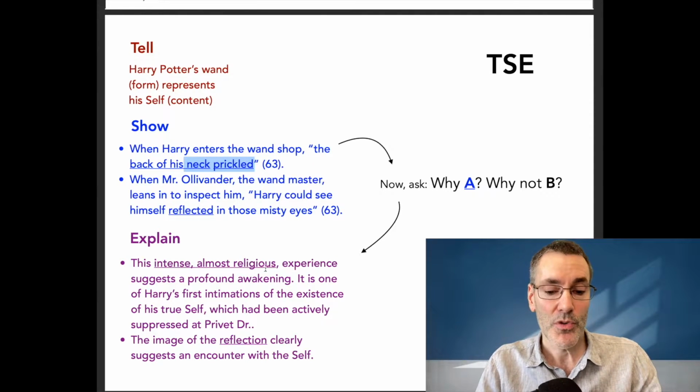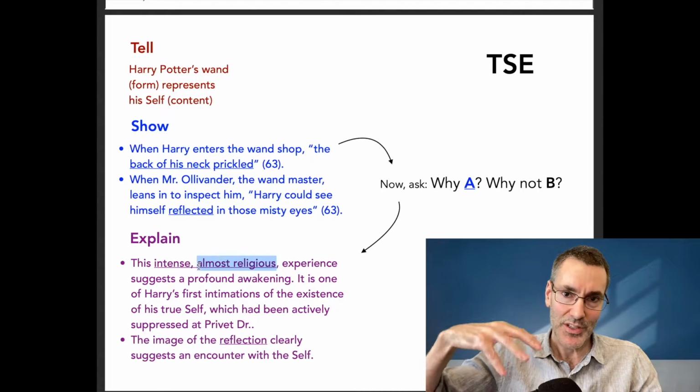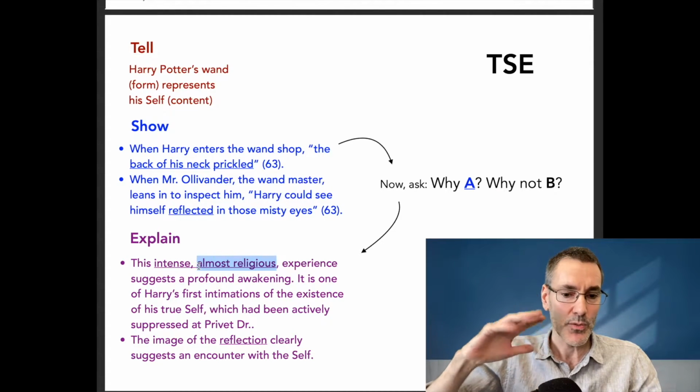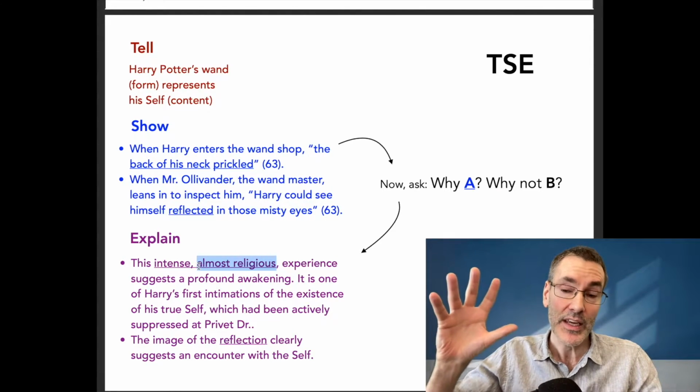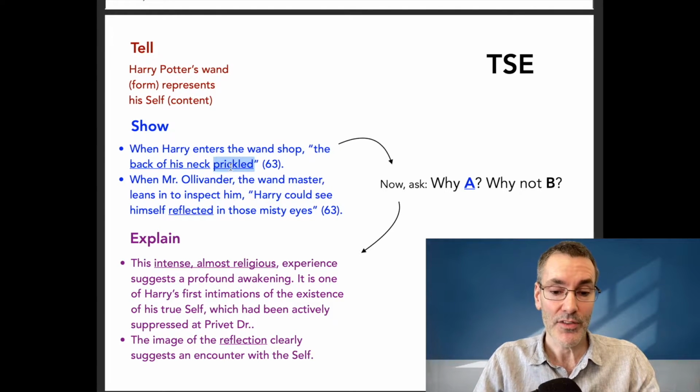This intense, almost religious experience suggests a profound awakening. It is one of Harry's first intimations of the existence of his true self, which had been actively suppressed at Privet Drive. There's something almost divine about encountering something within yourself that you didn't know was there. There's something weird about it. There's something freaky about it. It's not just an excitement like a hockey game, although that's pretty intense too. The back of your neck prickled. So that's, in a nutshell, how you do the tell, show, explain stuff.